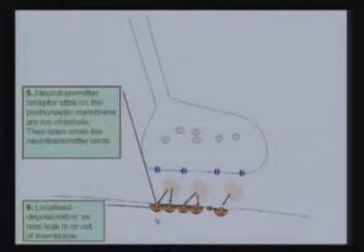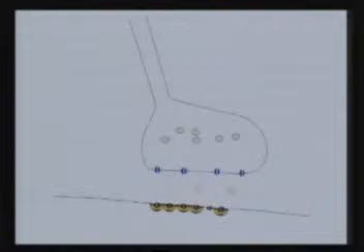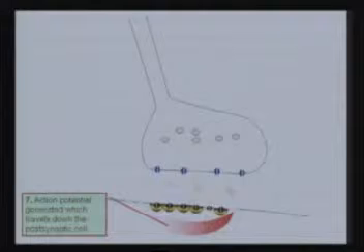These ions will leak in, and this will cause an increase in the positivity inside the cell. That means the next neuron will get depolarized. This is how an action potential is generated from one neuron through a neurotransmitter to the next neuron.